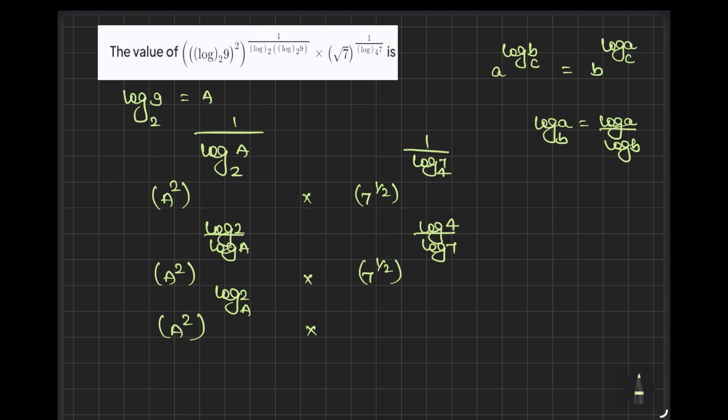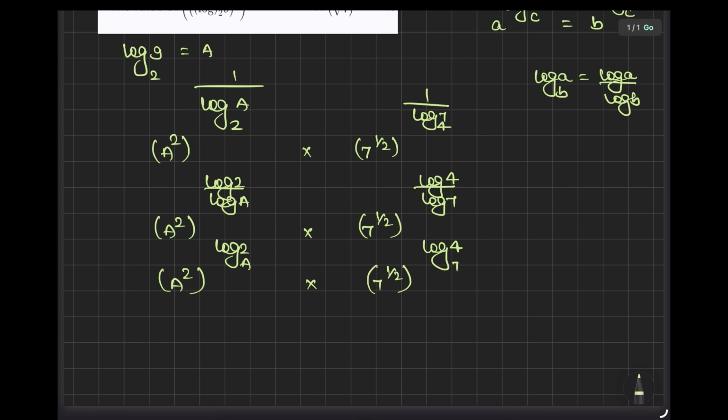Now here I will do the same thing. 7 power 1 by 2 power log 4 base 7. Now I will interchange this with this 2, and we'll do the same for this and this. Okay, so it goes this way. So it is 2 to the power log a square base a, and then 4 to the power log 7 power 1 by 2 base 7.